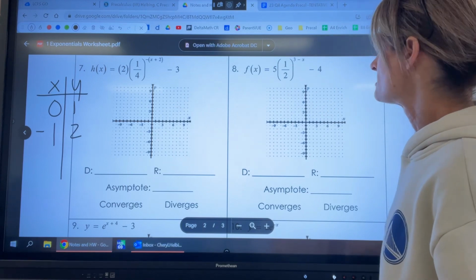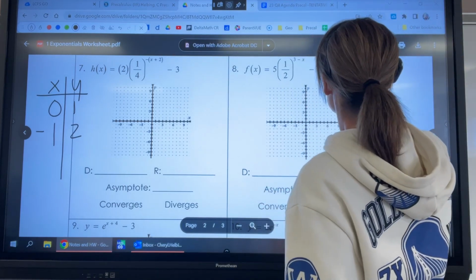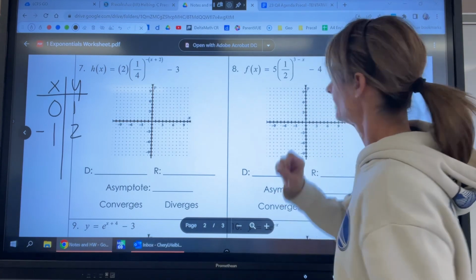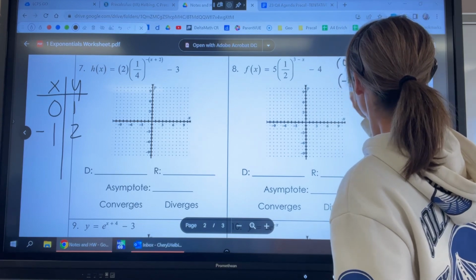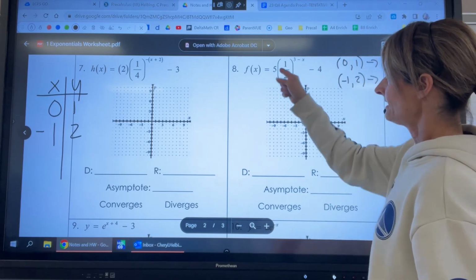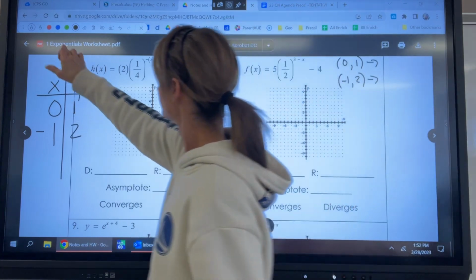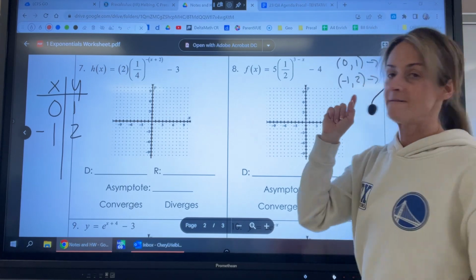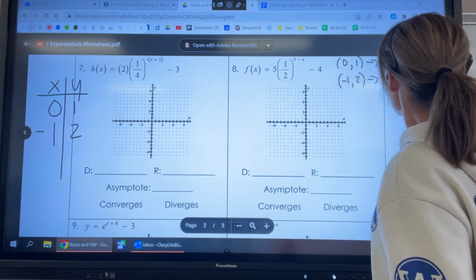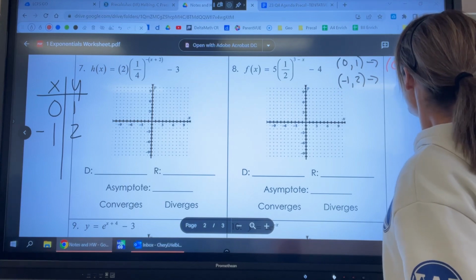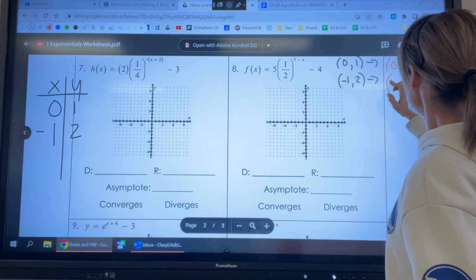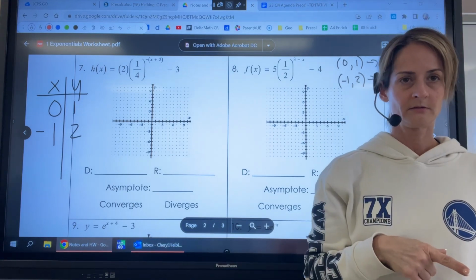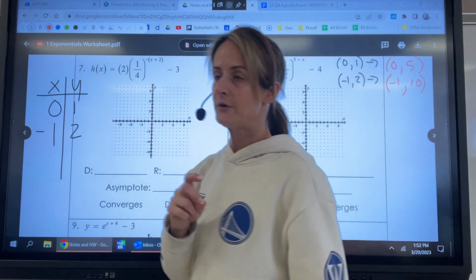So these 2 points, 0, 1, is going to go somewhere after I multiply it by that a, and -1, 2 is going to go somewhere after I multiply by the a. In this case, the a is 5. So those y values are going to be multiplied by 5. So 0, 1 is going to go to 0, 5. And -1, 2 is going to go to -1, 10. Are you with me? Now, you can choose to plot those points if you'd like.